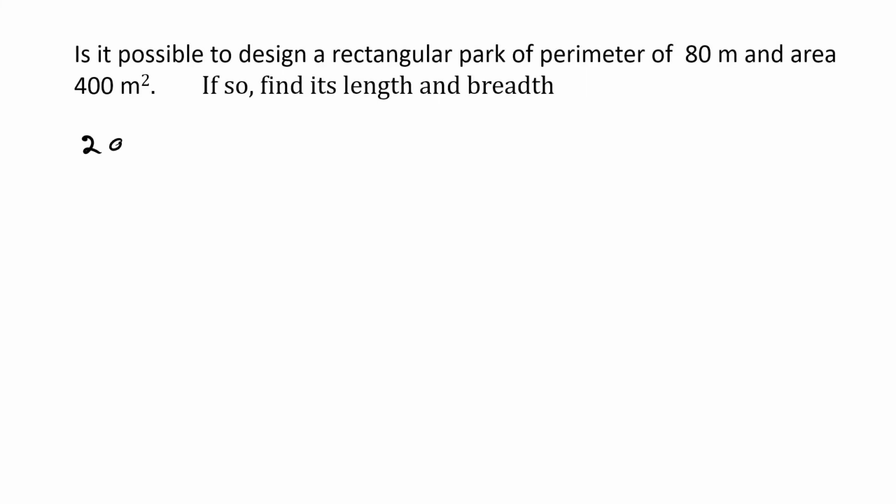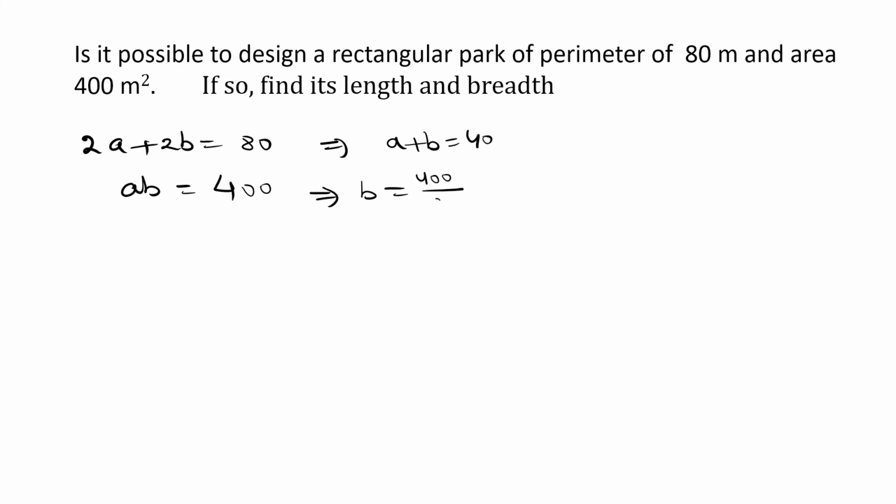So we know the perimeter of the rectangular park is 2 times length plus 2 times breadth, and that is given to be 80 meters, and the area, length into breadth, that is A times B, is given to be 400. The first equation gives A plus B is equal to 40, and the second equation gives B is equal to 400 over A. Now substituting the value of B from the second equation into the first equation, we get A plus 400 over A is equal to 40.